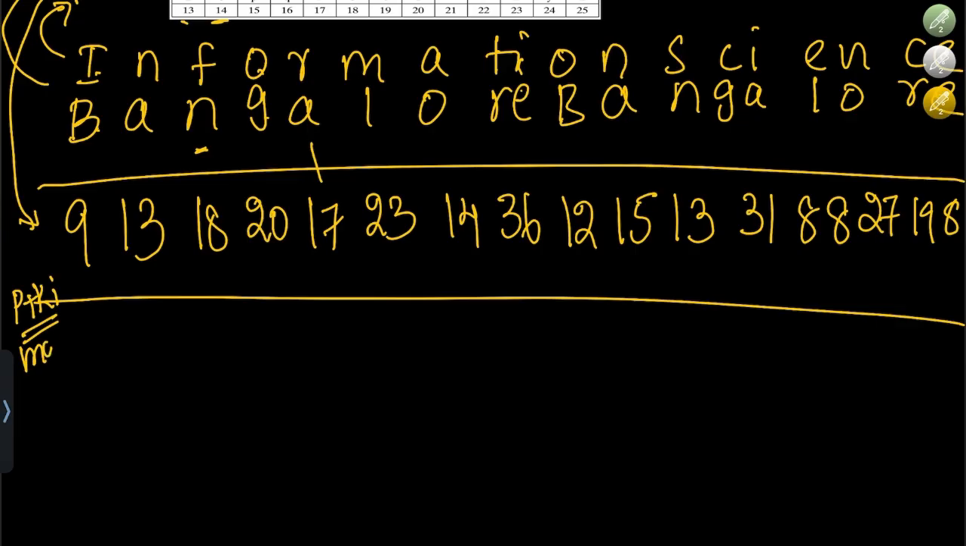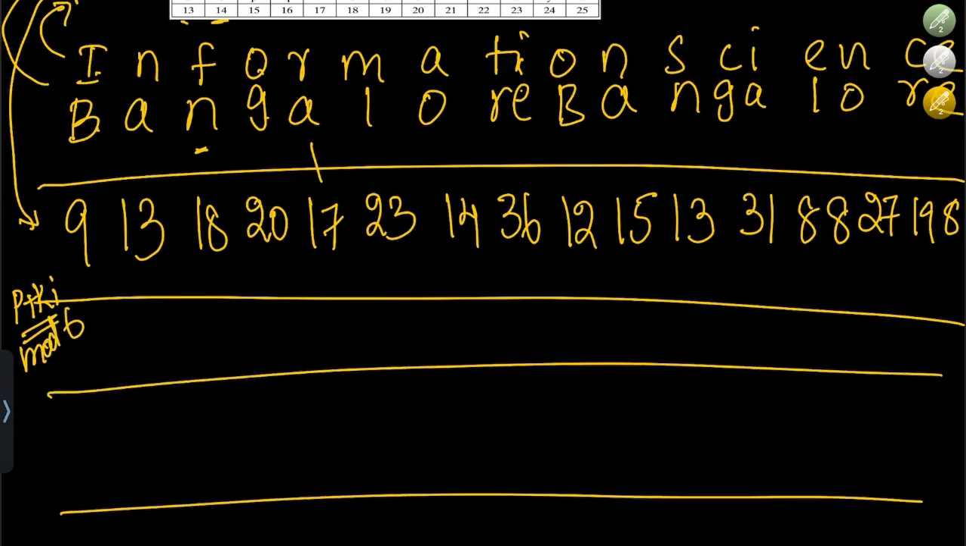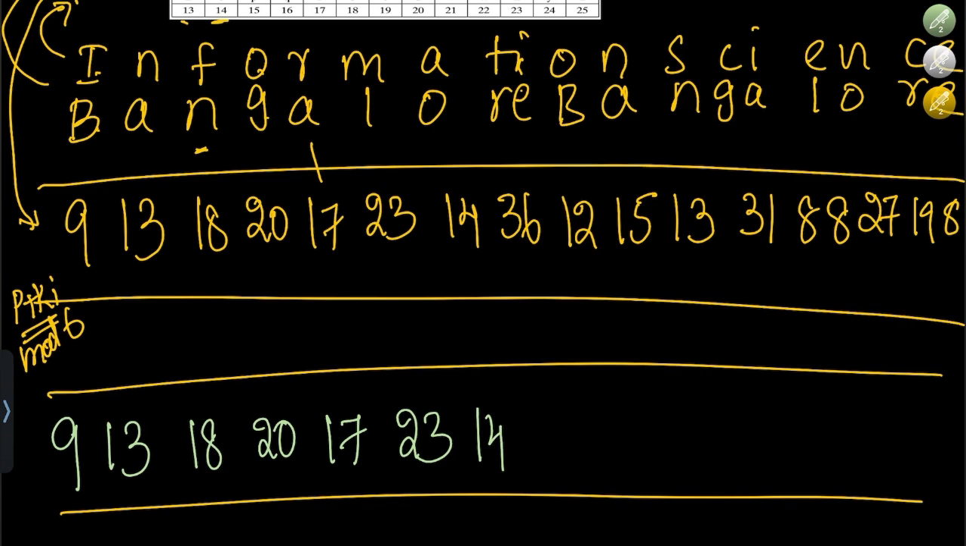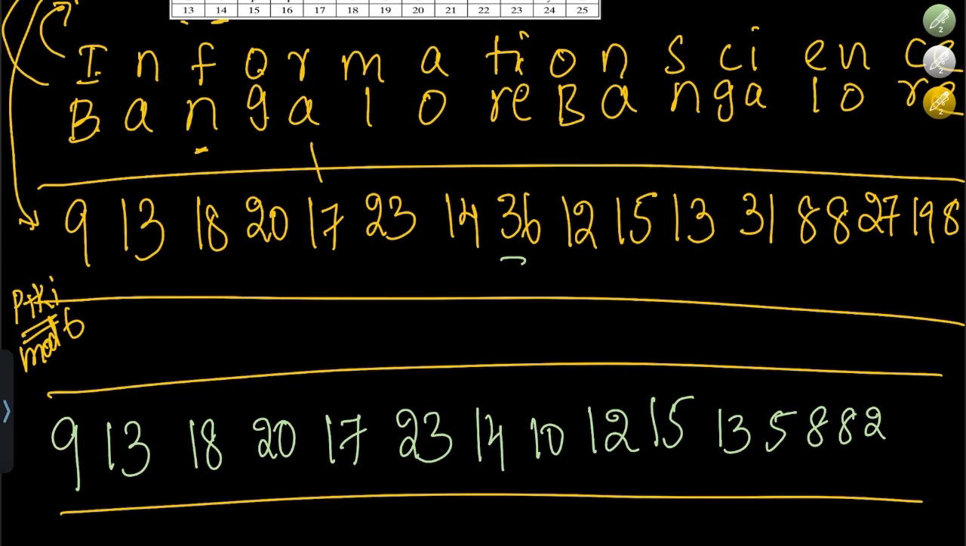Now let me do the modulus of 26 for this and write down the values here. 9 modulus 26 is 9, 13 modulus 26 is 13, 18 modulus 26 is 18, 20 modulus 26 is 20, 17 modulus 26 is 17, 23 modulus 26 is 23, 14 modulus 26 is 14, 36 modulus 26, that is 36 minus 26, I get 10. 12 modulus 26 is 12, 15, 13, 31 minus 26, I get 5. Next 8, 8, 27 minus 26 is 1, right? So 1 I can write here. Next 19 and then 8.